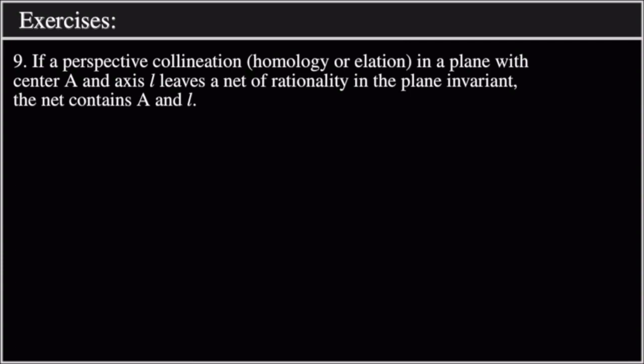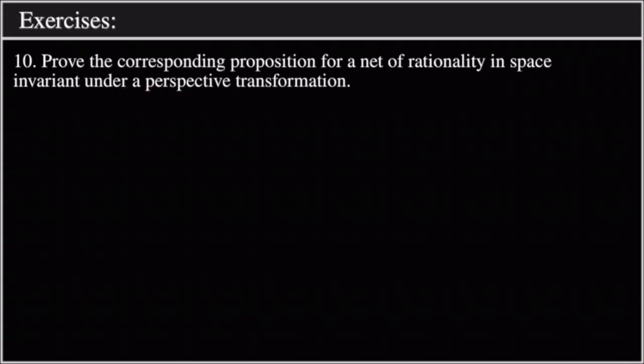9. If a perspective collineation, homology, or elation in a plane with center A and axis L leaves a net of rationality in the plane invariant, the net contains A and L. 10. Prove the corresponding proposition for a net of rationality in space invariant under a perspective transformation.